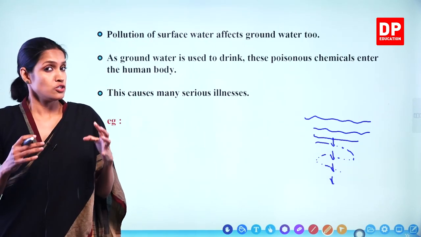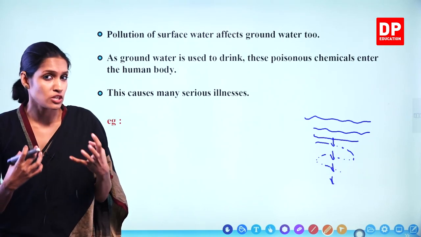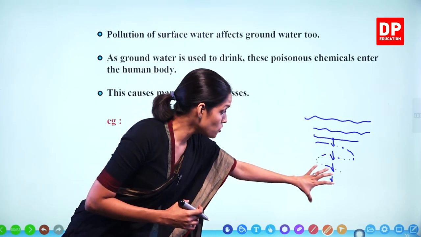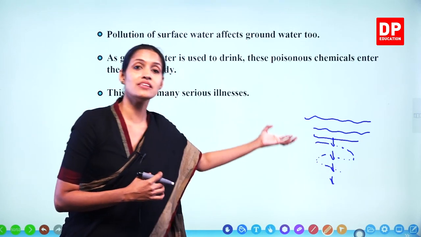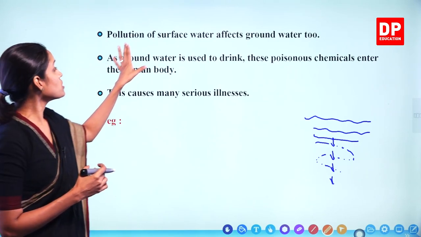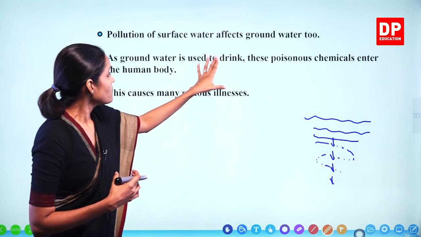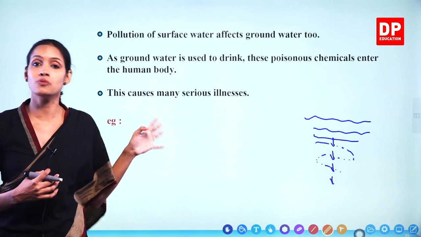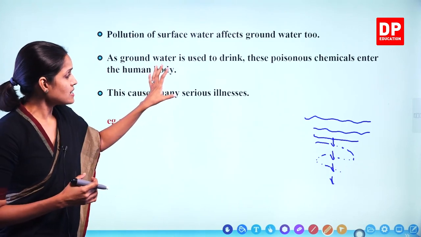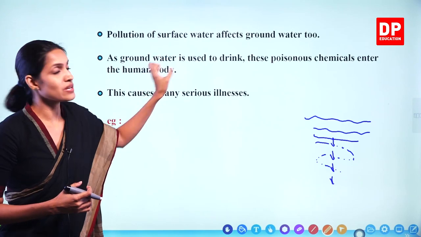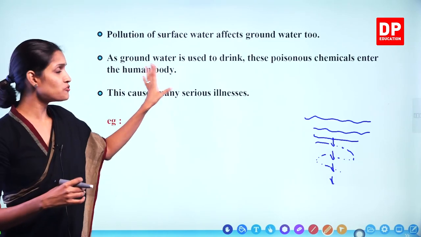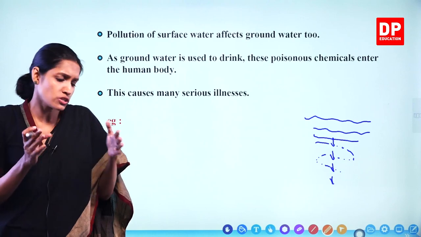So then what happens? I told you that in wells and springs, we use groundwater. So when this groundwater is polluted, let's say that we use that well water, what will happen? We will get different types of diseases. As groundwater is used to drink, for example in wells, these poisonous chemicals enter the human body. There are harmful chemicals present in the environment. So let's say that in a spring or well, poisonous chemicals are present in water. When we consume this water for a long period of time, here we focus on the long period of time, children, not a short period of time.